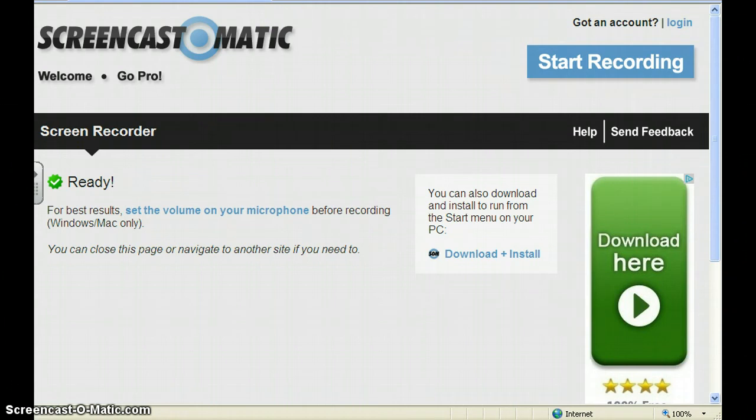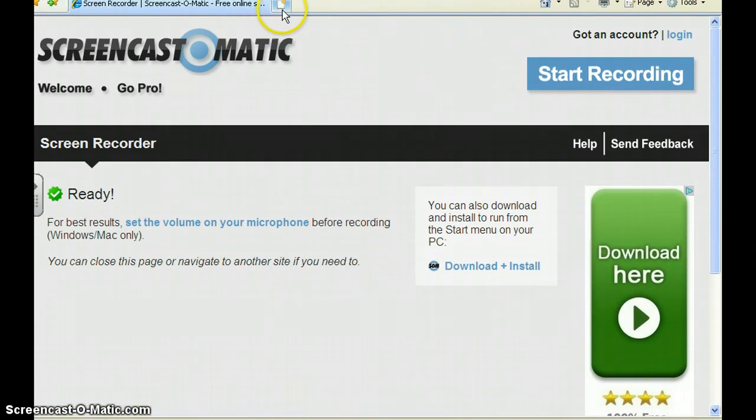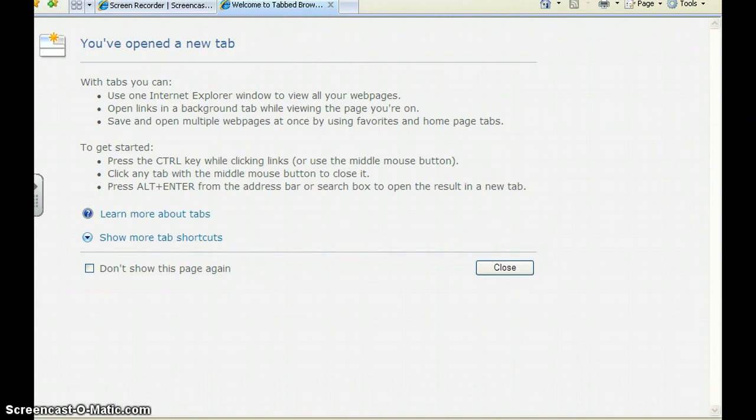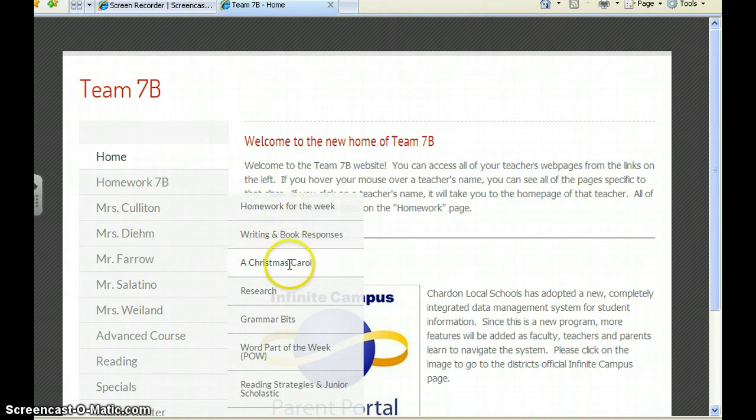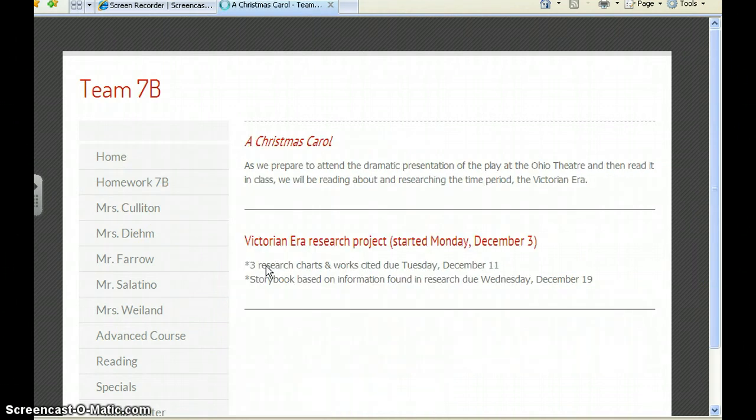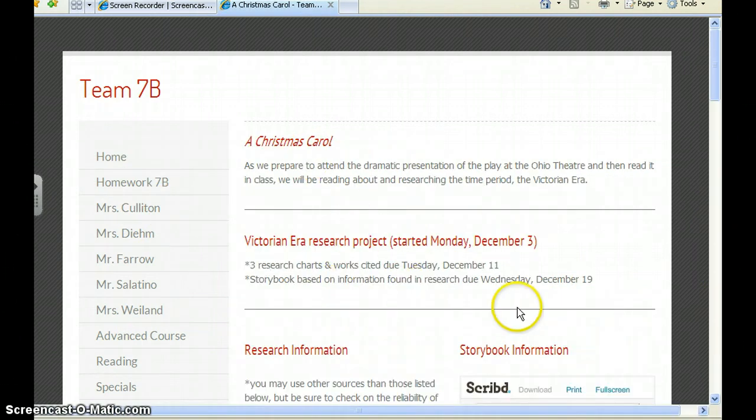So if I can get to my toolbar here, they're going to open a web page, and we did this in the computer lab last Monday, and go to our team website, 7bweebly.com. And on my page, Mrs. Culleton, A Christmas Carol. It has some important information of due dates.